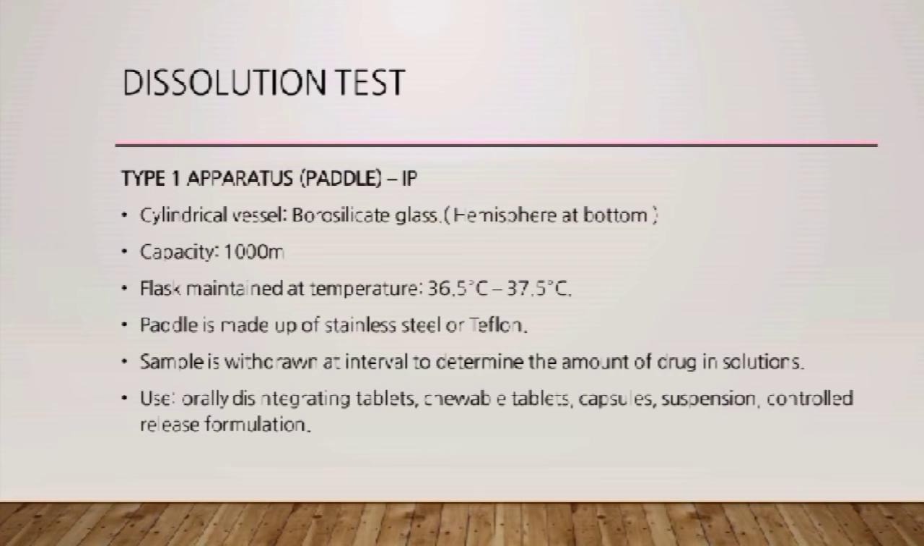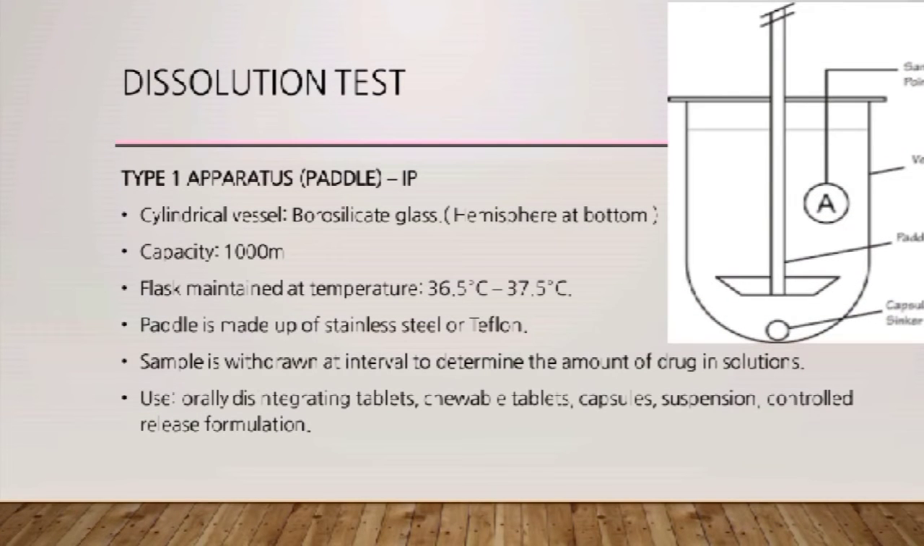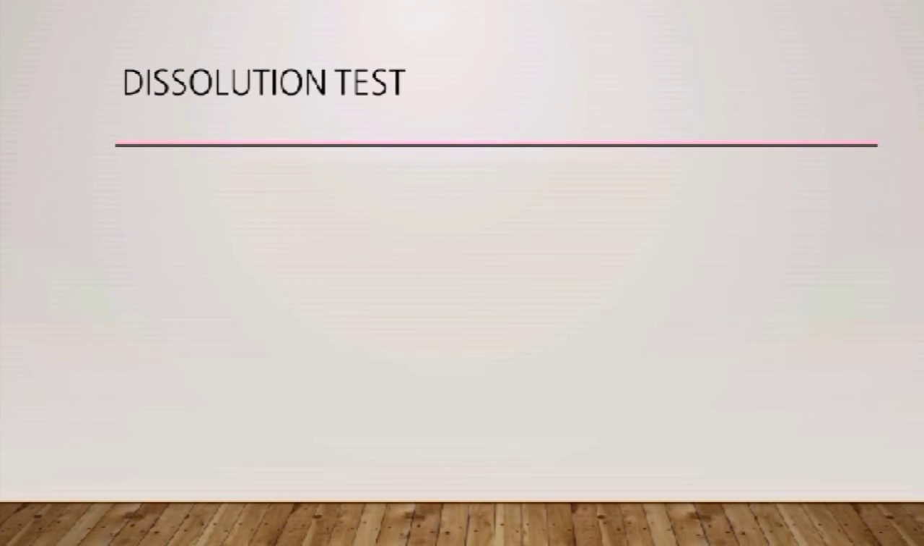according to the IP, type 1 apparatus is paddle. It contains a cylindrical vessel made of borosilicate glass, with a hemisphere at the bottom, and maximum capacity is 1000 ml. The flask is maintained at a temperature of 36.5 degrees Celsius to 37.5 degrees Celsius. The paddle is made of stainless steel or Teflon. Samples are withdrawn at regular intervals to determine the amount of drug in solution. It is used for orally disintegrating tablets, chewable tablets, capsules, suspensions and controlled release formulations.